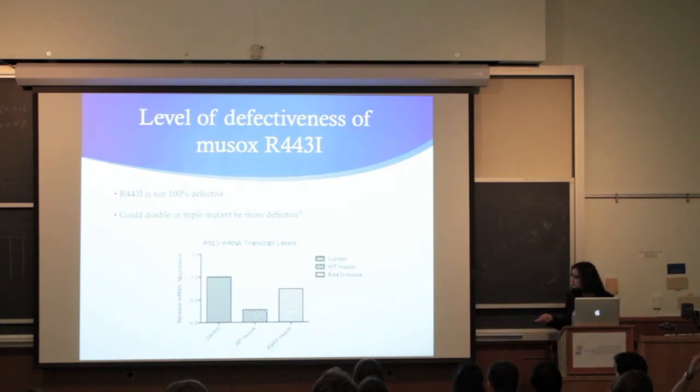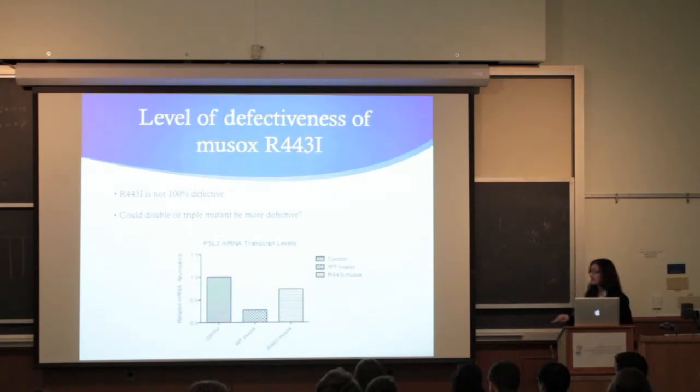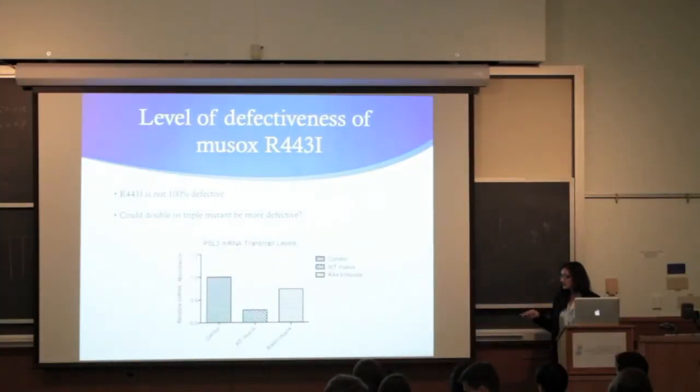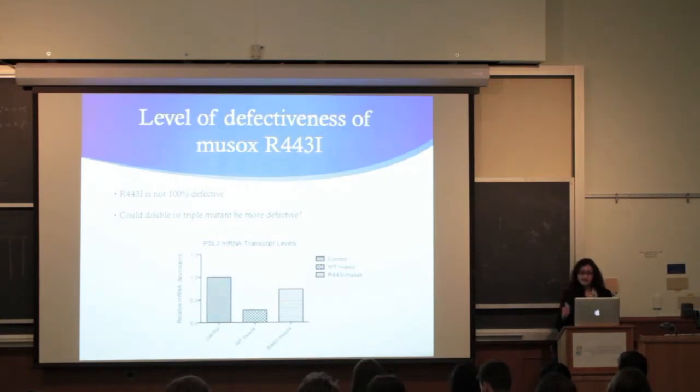And we see that in the control, there's 100% of the transcripts, which makes sense because there's no muSOX, so there's going to be no degradation. With wild type, there's about 40%. And with the mutant muSOX, there's about 70% of the transcripts, which shows that, again, muSOX is not 100% effective. Otherwise, it would have had equal amounts of mRNA transcripts compared to the control. So these two are not equal, hence it's not 100% effective in R443I.